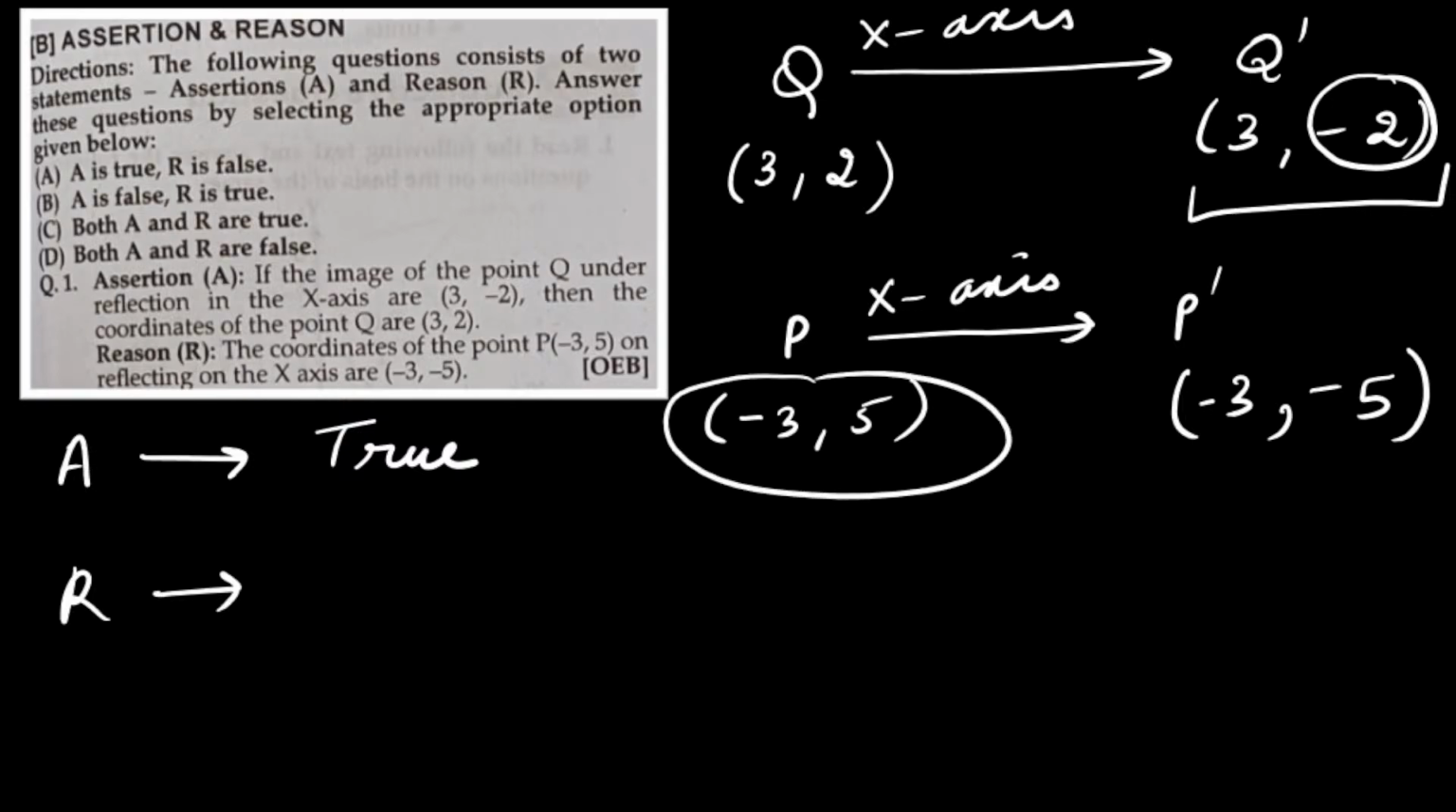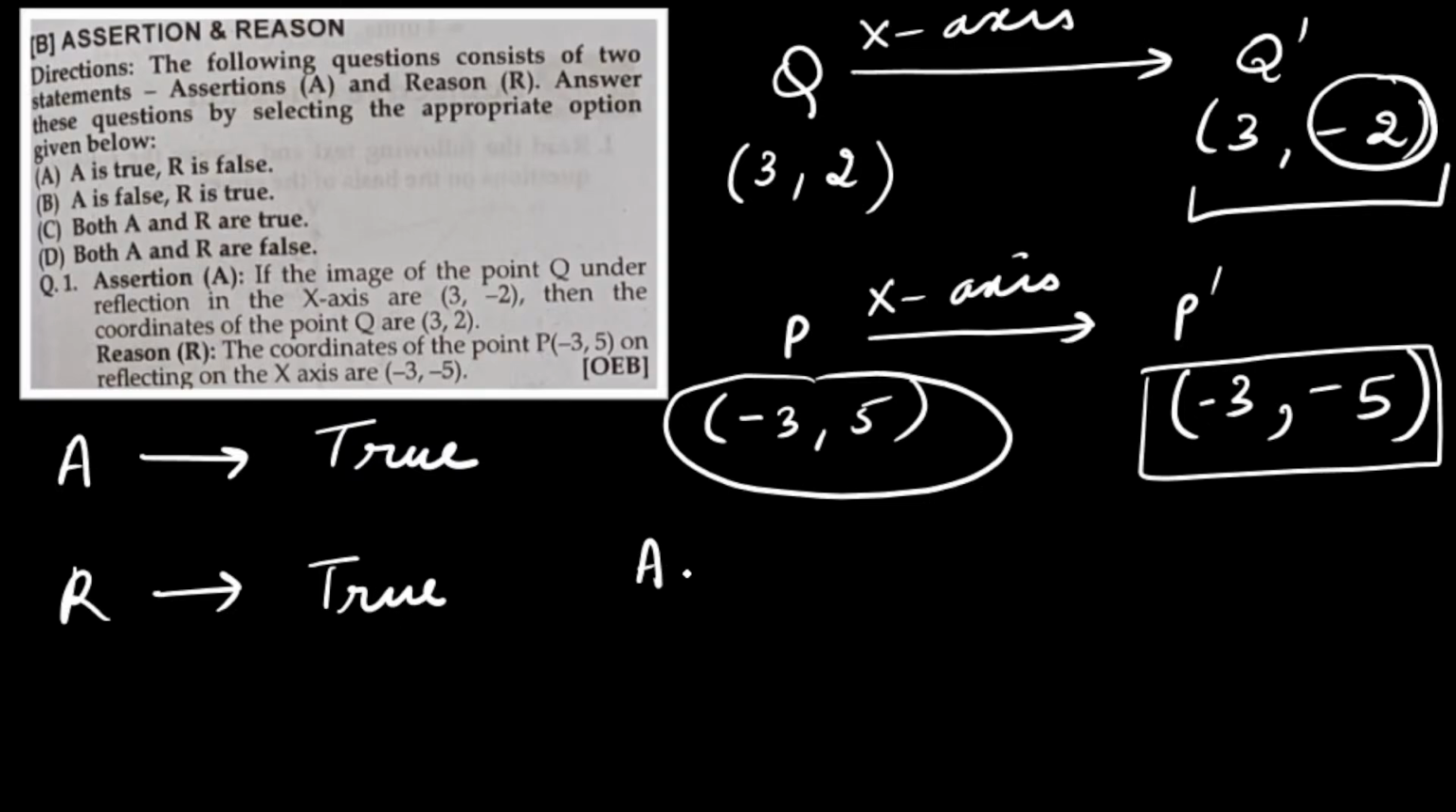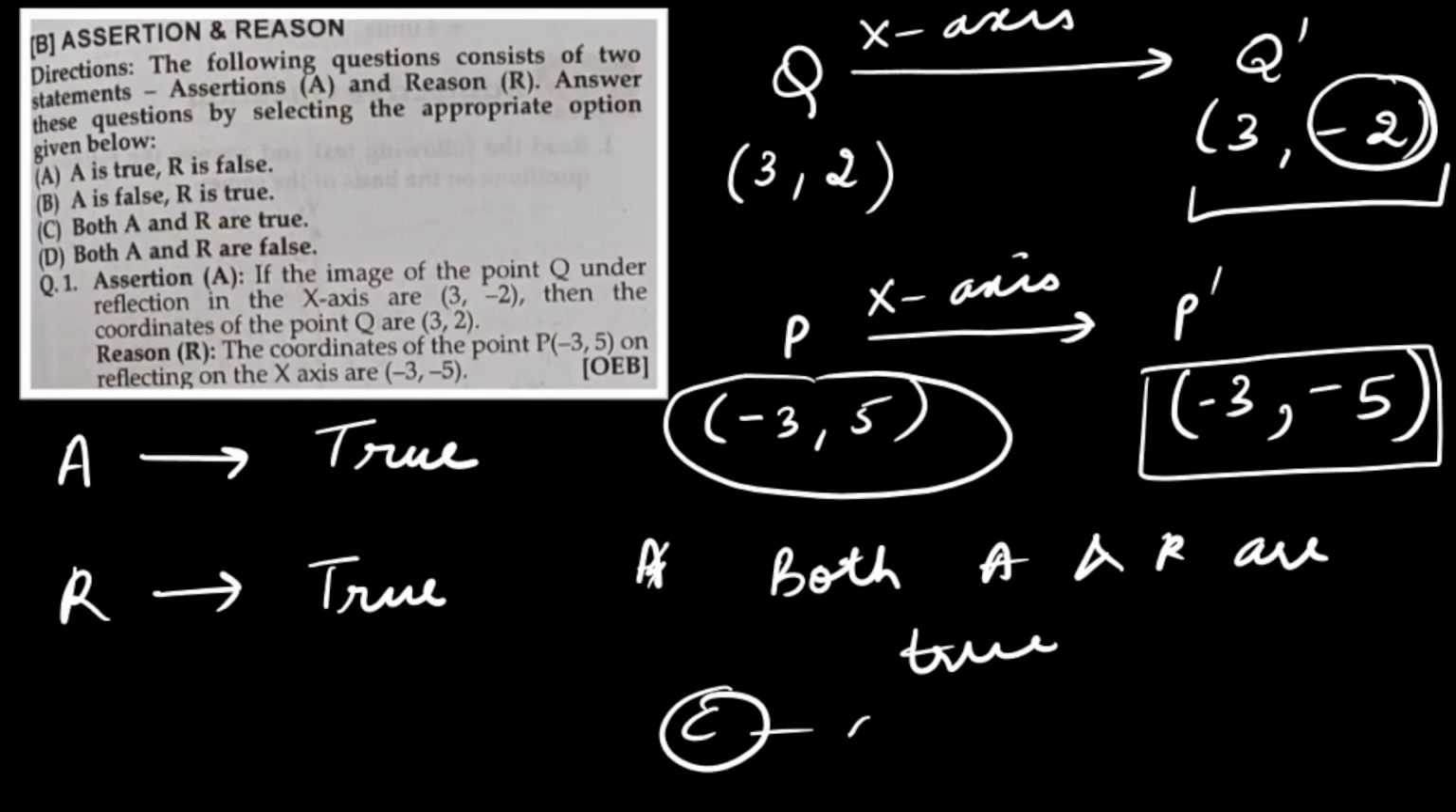If the coordinates of P are minus 3, comma, 5, then after reflection in the x-axis, the coordinates of its image are minus 3, comma, minus 5. That's what the given coordinates also say: minus 3, comma, minus 5. So that means the reason is also true. A is true and R is also true. So we can say both A and R are true. So option C. Option C says that both A and R are true. Let's do the next question now.